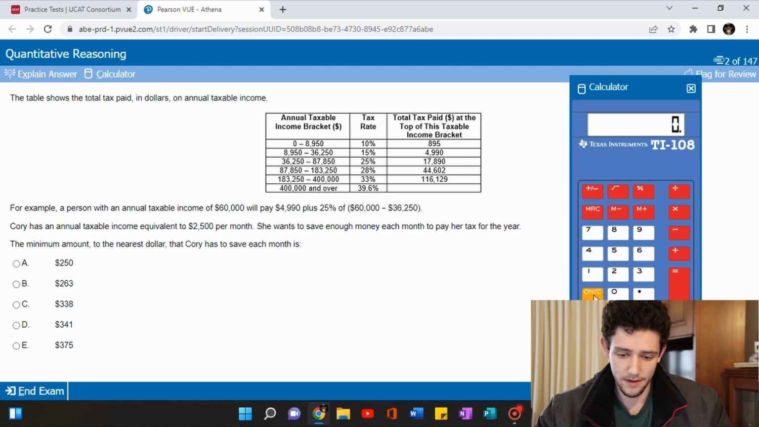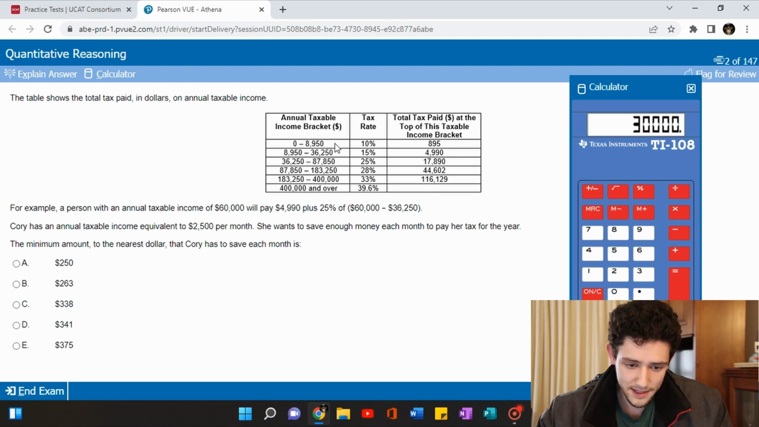So we've got $2,500 per month times 12, because there are 12 months in a year. So this is $30,000 she makes in a year. We want to calculate how much tax she pays on this $30,000. We can see that it falls again within this second tax bracket here. So $30,000, take away $8,950 is equal to $21,050. And we want to find 15% of that.